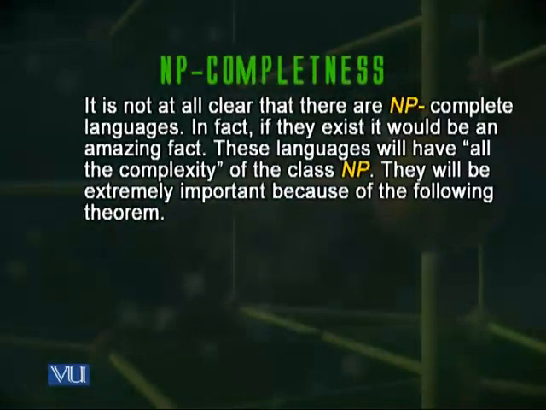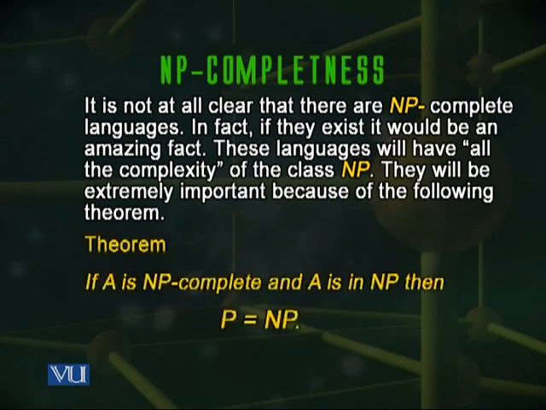Note that if we find an NP-complete language, it would be an extremely important language because of the following theorem. If A is NP-complete and A is in P, then P will equal NP. If somehow I find an NP-complete language, I should try to come up with a polynomial time algorithm for that language. And if I succeed, I would have come up with a polynomial time algorithm for all the languages in NP. So an NP-complete language would be such an important problem.